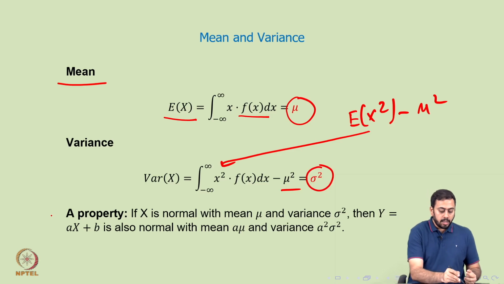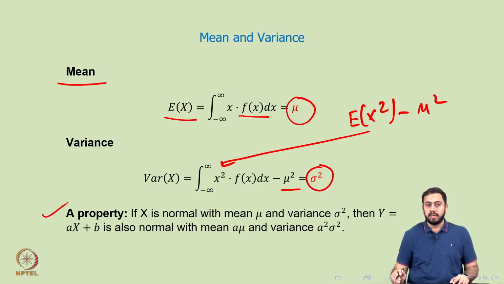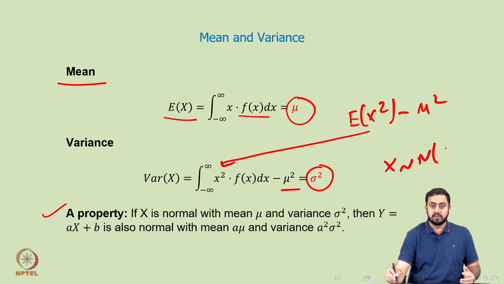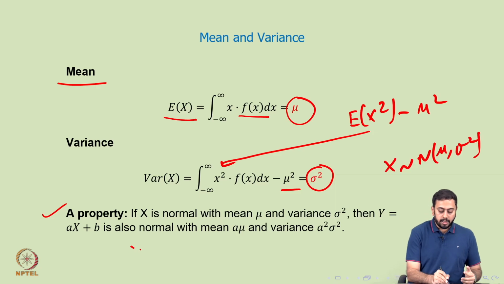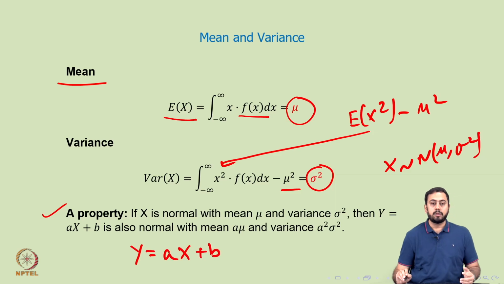Okay. Now a very interesting property of a normal distribution: if x is a normal random variable with mean mu and variance sigma square, then let's say I make a very small and easy transformation. What exactly is the transformation? The transformation is y equals ax plus b, where a is a constant and b is also a constant. Just to summarize, you have x which follows a normal distribution with mean mu and variance sigma square, and you are making a transformation y equals ax plus b, where a and b are constants.